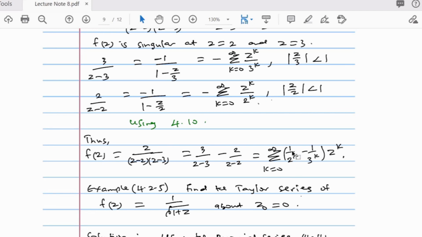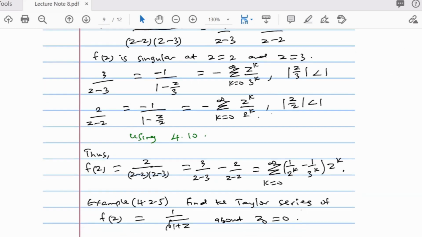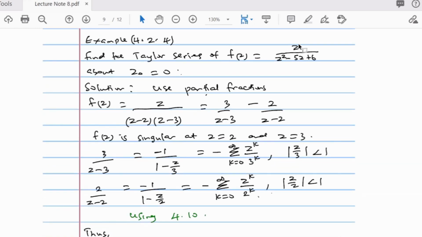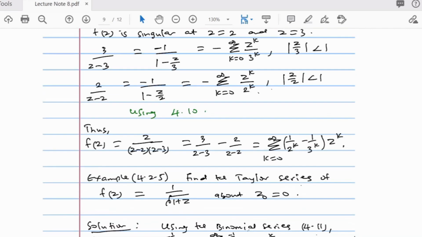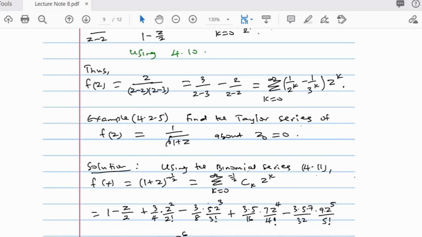1 over 2 to the power k, 1 over 2 raised to the power k, minus 1 over 6 to the power k. You factor it as z to the power k. So this is the power series. This is the Taylor power series of the function f of z equals z over z squared minus 5z plus 6. So what I'm saying is that you can either use 4.7, 4.3 to find the power series, or you can use any of the established elementary series to do the computation.